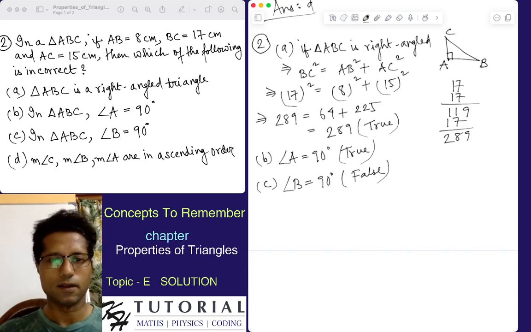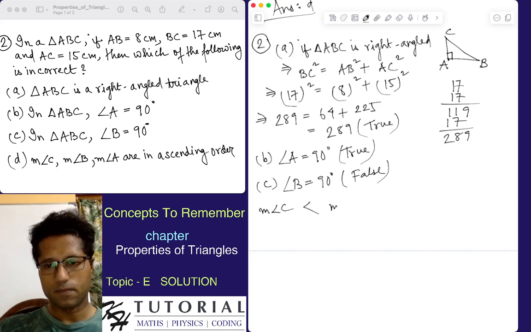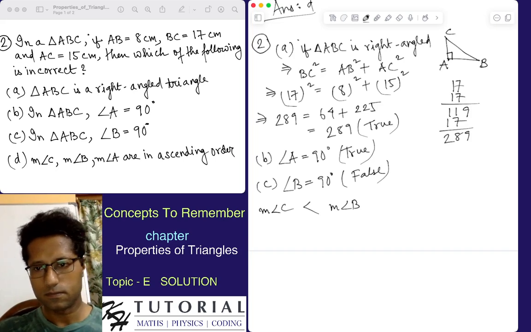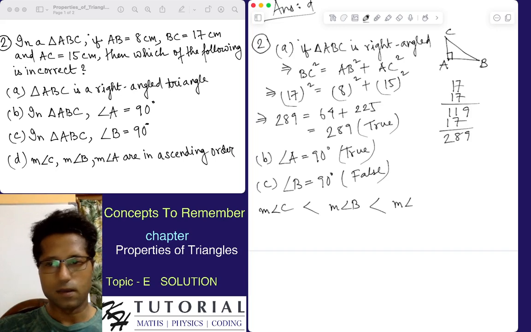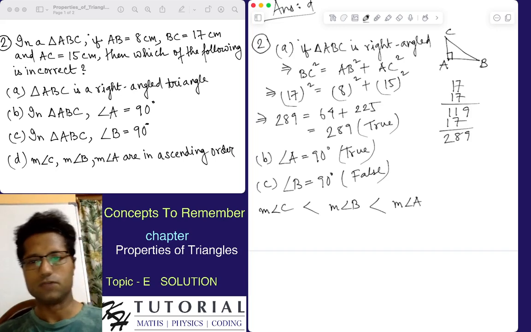That is, C is incorrect, and we need not check option D, even though let's see what D is saying. It is saying that measure of angle C, measure of angle B and measure of angle A are in ascending order. So it is trying to say that measure of angle C is less than measure of angle B is less than measure of angle A.